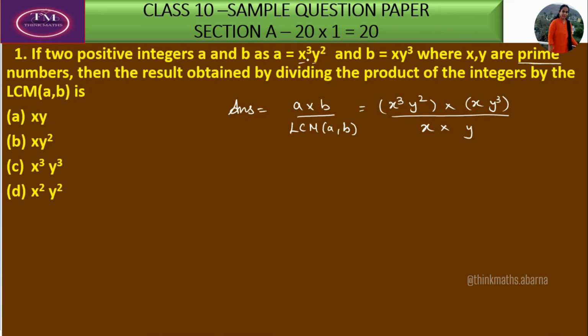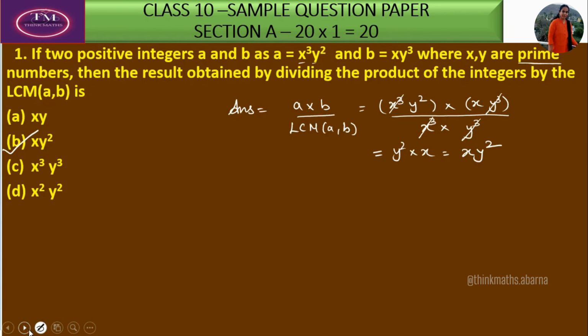What is the greatest power? If we compare the powers of x, it is 3 here and 1 there, so the greatest power is 3 for x. For y, there are two powers, 2 and 3, so the greatest power of y is 3. Now we have to cancel. x cube gets cancelled and y cube gets cancelled. So only in the numerator we have y square into x, which can be written as x y square. So which option? Option B is the right answer.